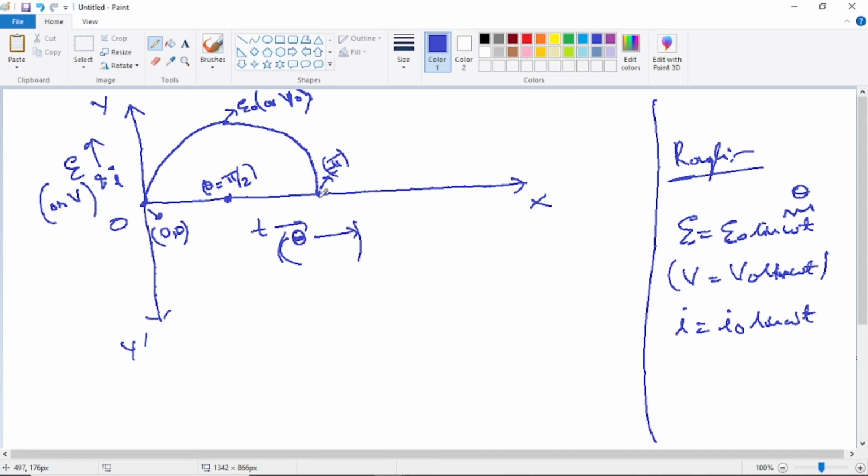Ignore the negative sign, but negative values mean the graph will be below the x-axis. Positive values of EMF mean the graph was above the x-axis. Negative values of EMF mean the graph will be below the x-axis. The higher the EMF, the more distance the graph will be from the x-axis. Just see here, maximum distance from the x-axis means maximum EMF.